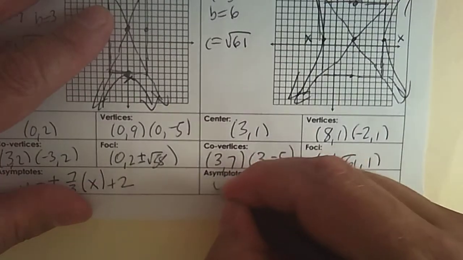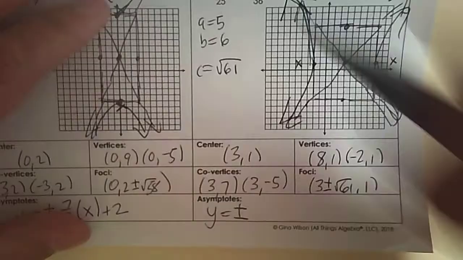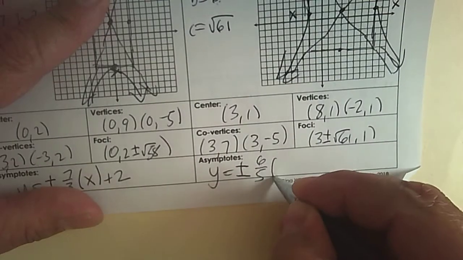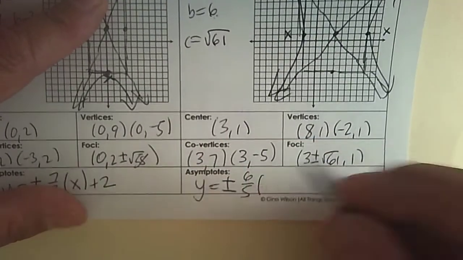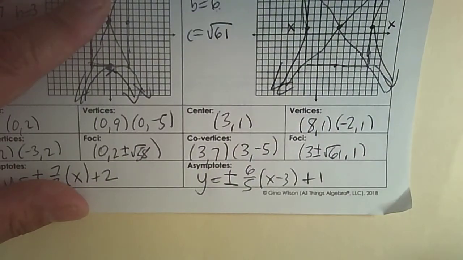The asymptotes, y equals plus or minus, rise over run. Which one goes with the y? So b, so 6 over 5, and then the center. So it's x subtract 3 plus 1. And those are the two equations of the asymptotes.